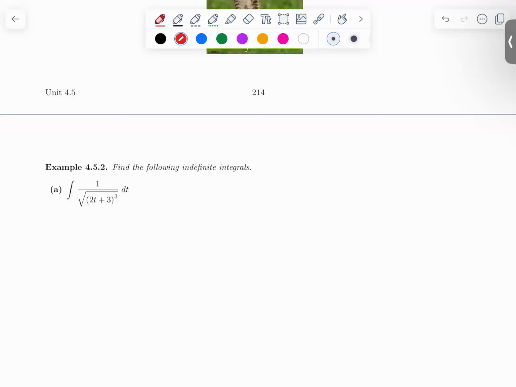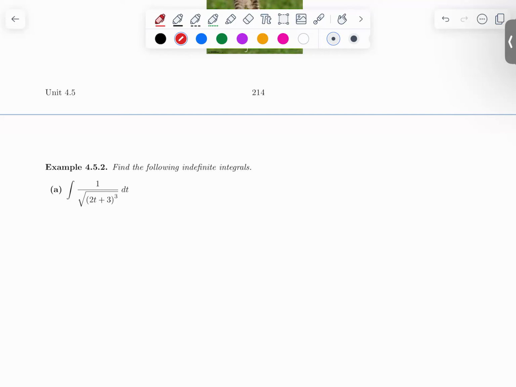So for this one, I'm going to let everyone get a chance to think about it. What do you think a good U substitution would be? Take a second, look at that problem, and what would you choose U to be? What do you think?